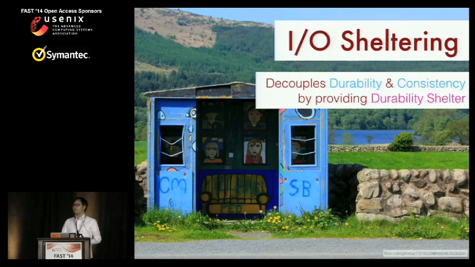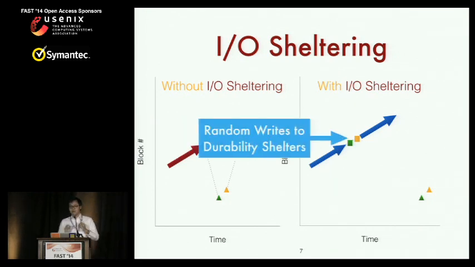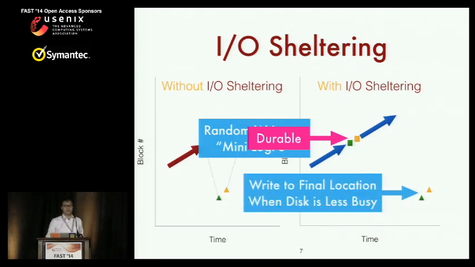This is where I/O sheltering comes in. With I/O sheltering, we decouple durability and consistency by providing a durability shelter. Sequential writes are left untouched, while random writes are written sequentially to a pre-allocated durability shelter, and you can think of this space as a mini logFS. After that, when the disk is less busy, we can write them to the final and correct location on the disk later. As you can see here, we preserve both properties, durability and consistency, and also improve the performance at the same time.